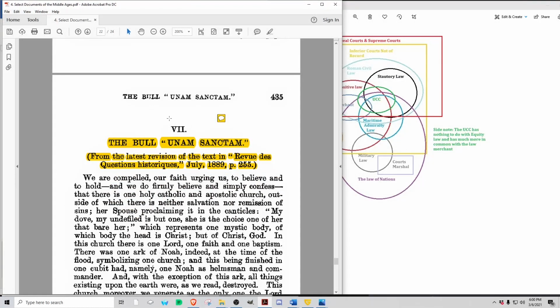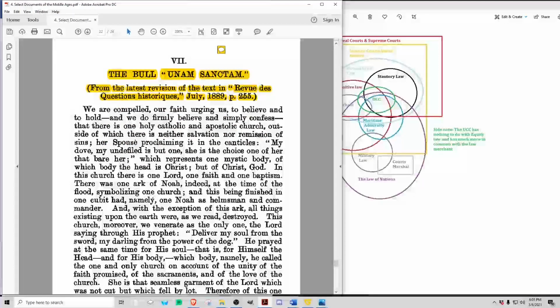So, Unam Sanctam. From the latest revision of the text. By the way, this thing, this papal bull, was written on the back of human child skin. Because these scumbags are human sacrificing filth. And that's what these bulls, these ancient papal bulls, were written on.